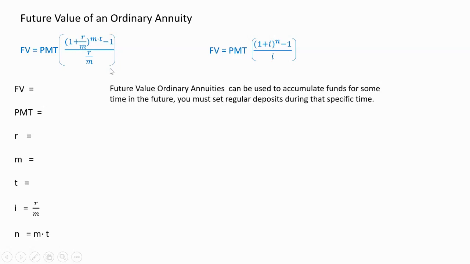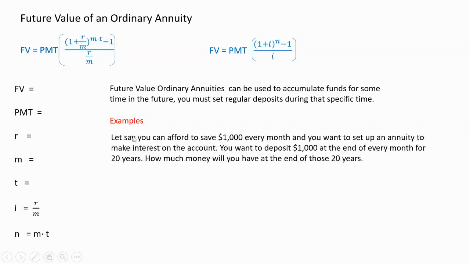Okay, now, how do we use these formulas in real life? The future value of ordinary annuities can be used to accumulate funds for some time in the future. You must set regular deposits during a specific time. In other words, you're going to be depositing the same amount of money, like every quarter or every month, for a certain amount of time. How do we use this in real life?